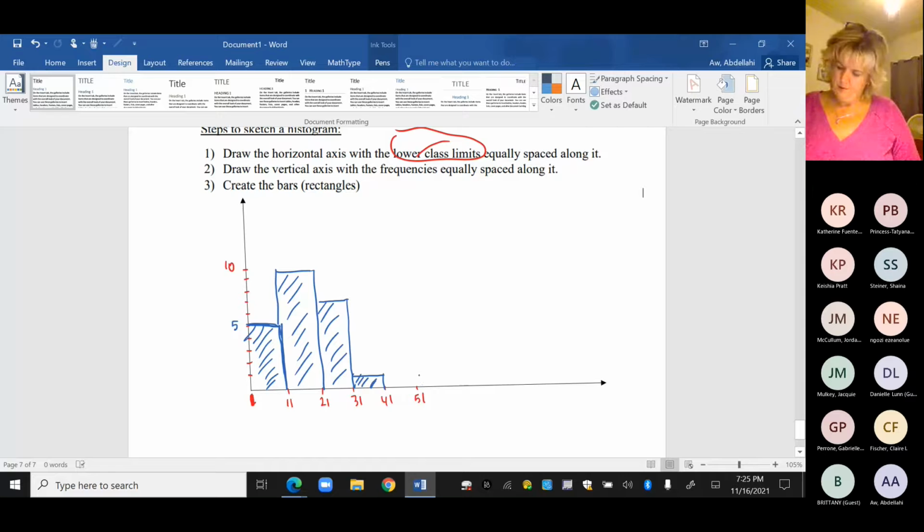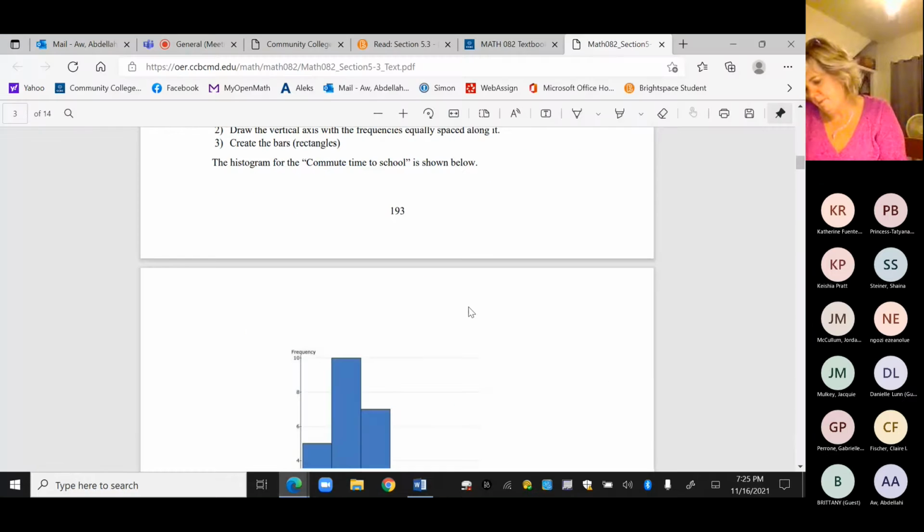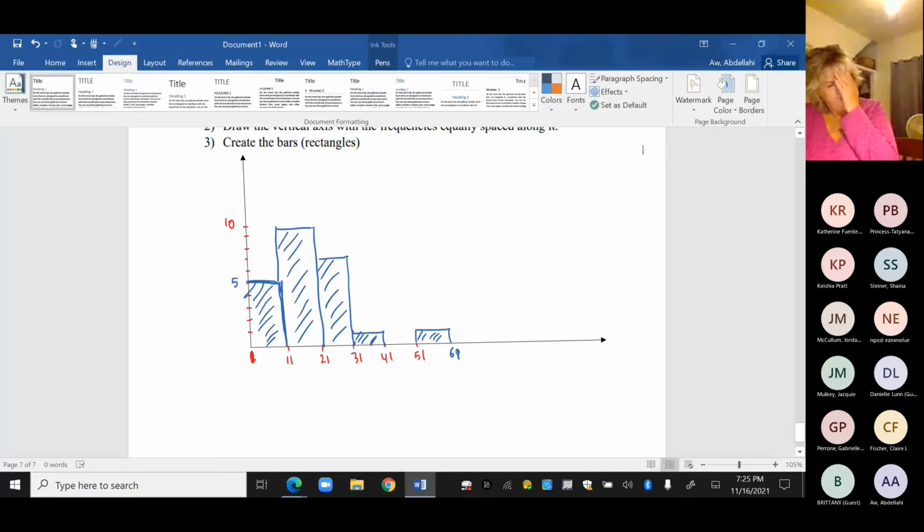The next one is 0. And then the last one is also 1. You can go until 60, because that is the last set of data, or 61. It doesn't matter. 51 to 60, that's the last class.